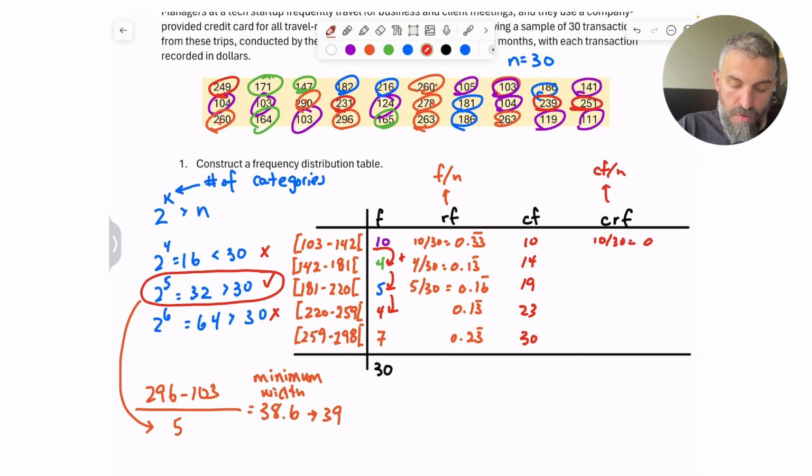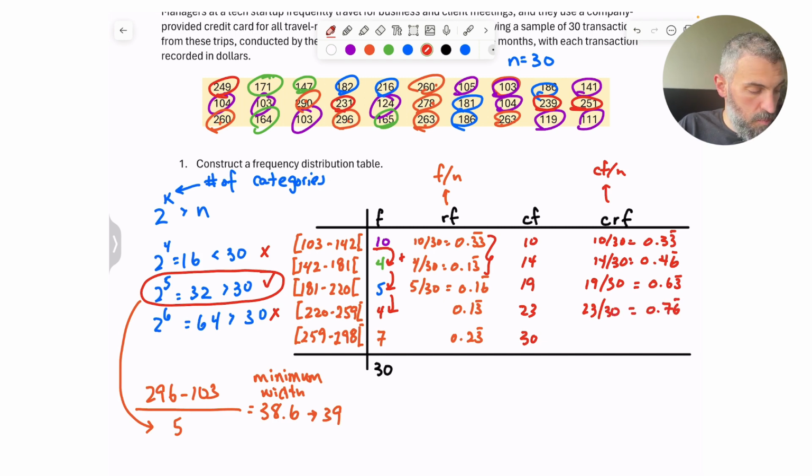So for example, 10 over 30 is 0.33 repeating, but then 14 over 30 is 0.46 repeating, which is the same thing you would get if you added those two. And then 19 over 30 is 0.63. 23 over 30 is 0.76. And then 30 over 30, the last one should always be 1. So that is your frequency distribution table for this question.